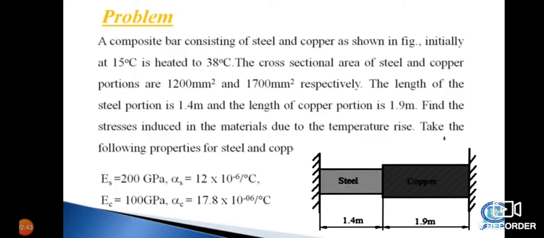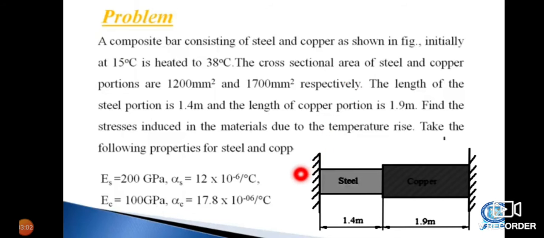Okay, once again I will read the problem. Listen, you can read the problem one or two times. That is a help for understanding the given data. So once again I will read the problem. Listen carefully. A composite bar consists of steel and copper as shown in the figure.